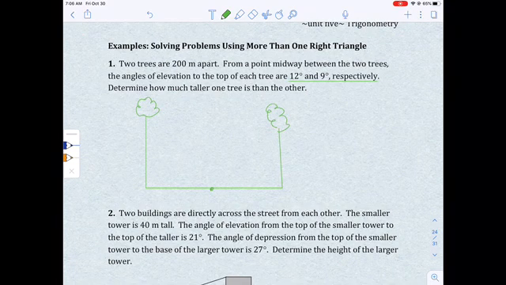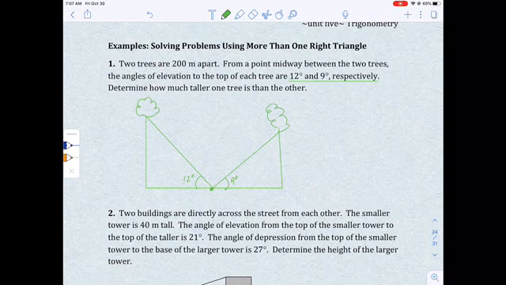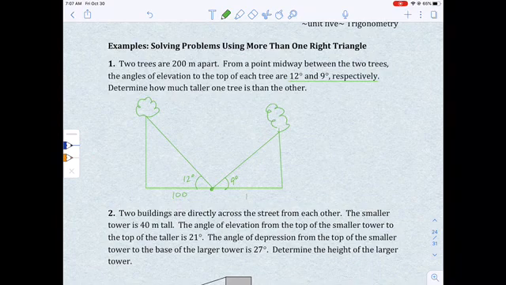And from a point midway, we have one tree has an angle of elevation of 12 degrees, and the other one has an angle of elevation of 9 degrees. And it was a point midway between the two trees that were 200 meters apart, so therefore this would be 100 and this would be 100. So setting up the diagram, again, is a little bit of the tricky part. Once we get that set up, the rest is pretty straightforward usually.